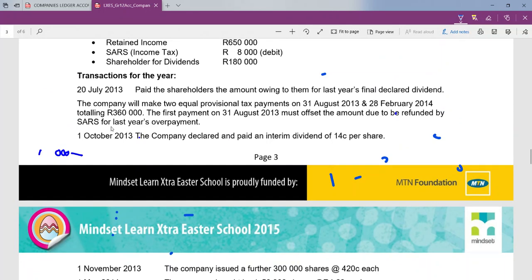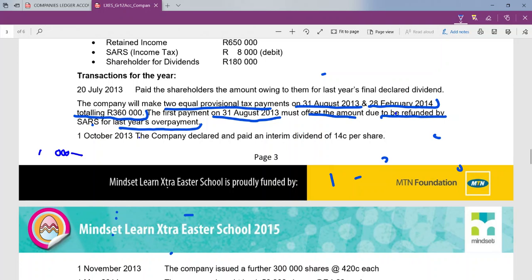Here they're saying that the company will make two equal provisional tax payments on 31st August and 28th February 2014, and they will be totaling 360,000. They're saying that the first payment on 31st August 2013 must offset the amount due to be refunded by SARS for last year's overpayment. Like I said, from the previous year we had overpaid SARS. Now when we start the new year, they have to refund us. So instead of refunding us, they said that on the provisional payments that you're going to make, we'll give you a deduction of 8,000.